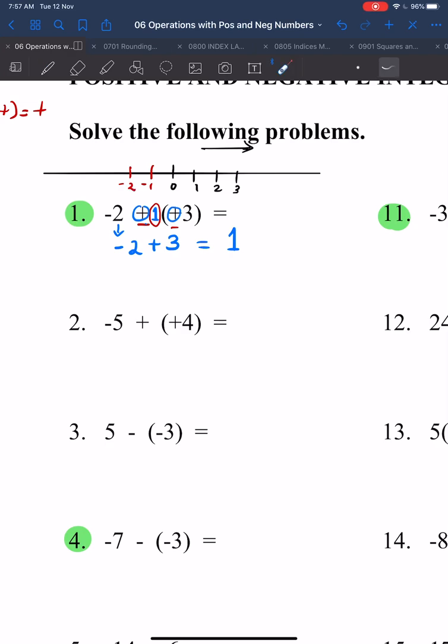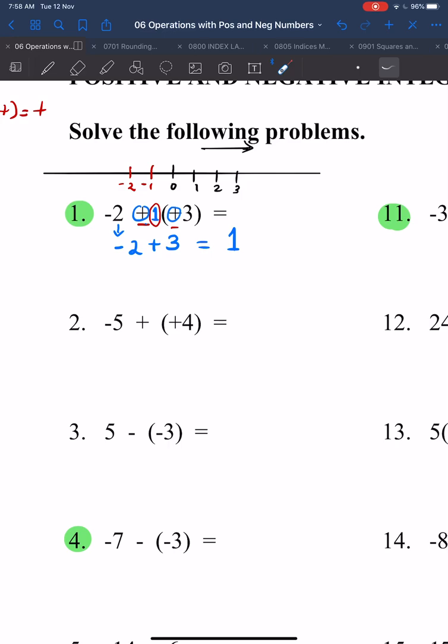So let's look at this one. Negative 2 is over here. And it says, please move 3 spaces to the right. How do you know it's 3 spaces to the right? Because it's a positive sign. Positive direction in a number line means please move me 3 spaces to the right. So let's start with negative 2. Negative 2 is here. Move 3 spaces to the right. 1, 2, 3. And that's why the answer is 1.